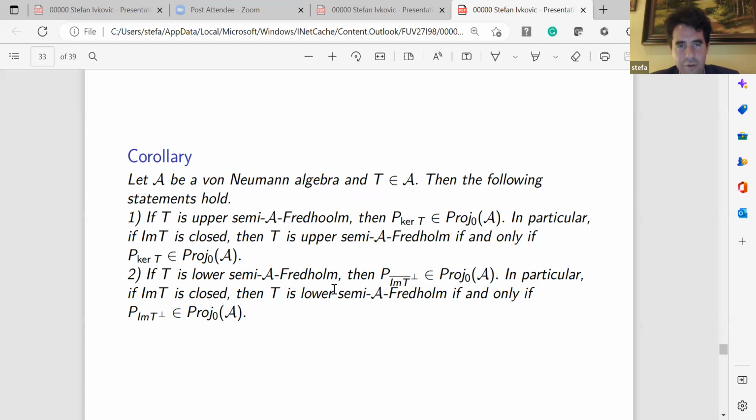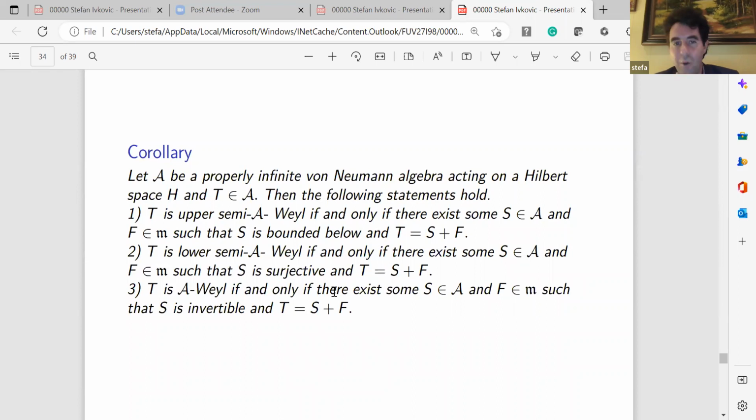And now we have a characterization of semi-A Weyl operators. Really, T is upper semi-A Weyl if and only if there exists some bounded below operator S and finite operator F such that T is equal to S plus F. T is lower semi-A Weyl if and only if there exists some surjective operator S and finite operator F such that T is S plus F. And finally, T is A-Weyl if and only if there exists some invertible operator S and finite operator F such that T is S plus F. You recognize the previous general proposition regarding left and right invertible elements, how they characterize semi-Weyl type elements. So this is a corollary.